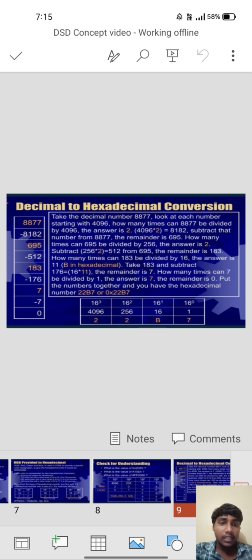The answer is 11. Take 183 and subtract 176. The remainder is 7. How many times can 7 be divided by 1? The number is 7. The remainder is 0. Put the numbers together and you have the hexadecimal number 22B7 or 0x22B7. In the below table you can see the conversions and you can clearly understand.